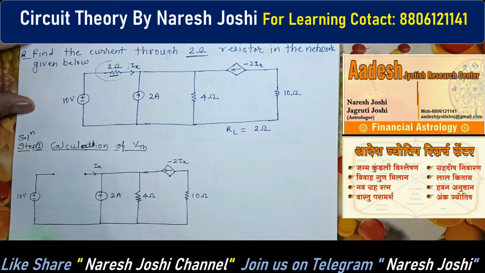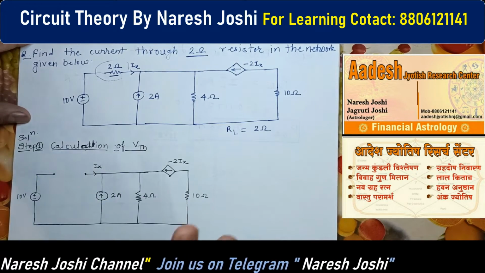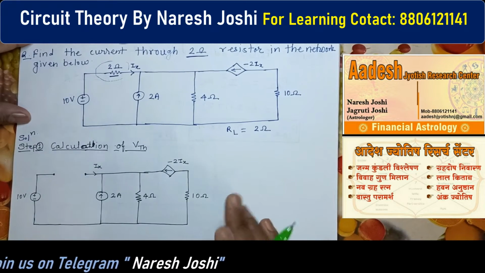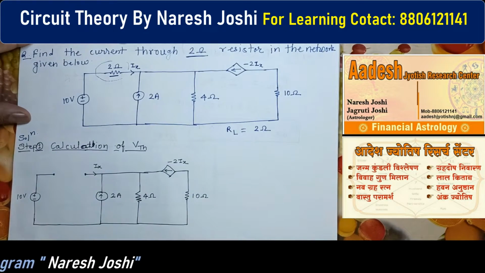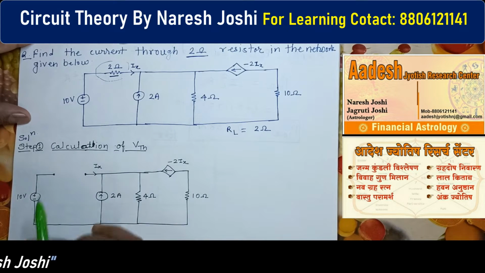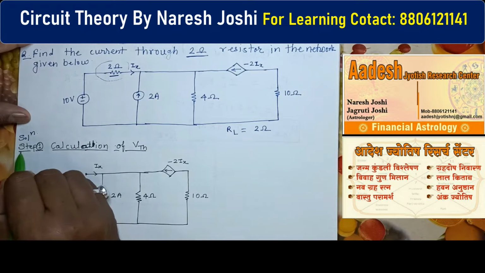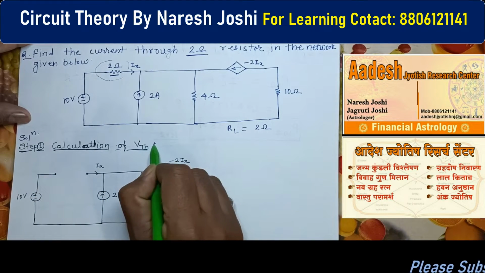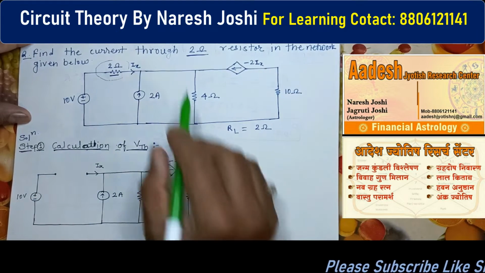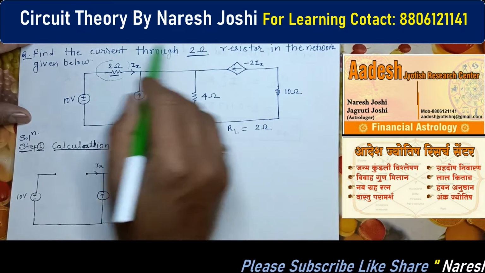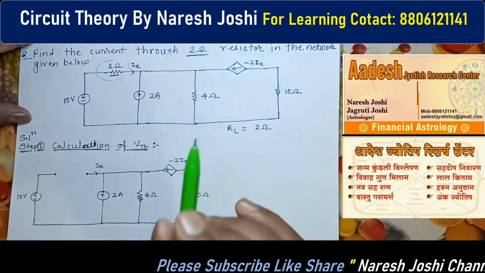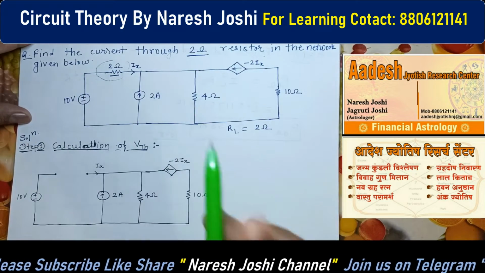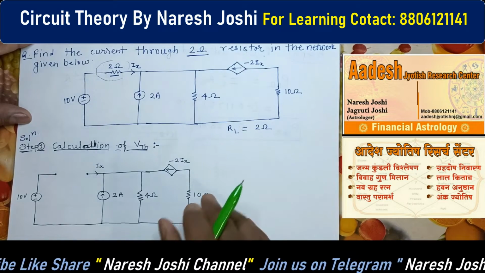Now we have to move on to our steps. Whenever you have any question on Thevenin's theorem, you have to follow the steps. When you follow the steps, you will solve any kind of question very easily. Step 1 is the calculation of VTH. Initially we first have to calculate VTH. In the exam it will be clearly mentioned: find the current through the 2 ohm resistor in the network given below using Thevenin's theorem. Keep this point in mind.